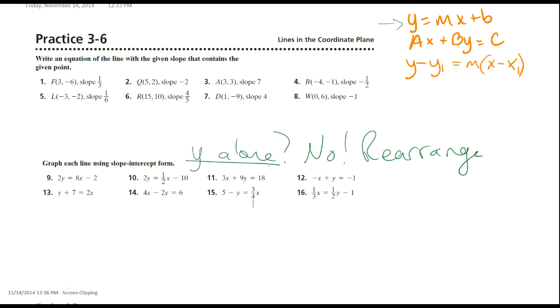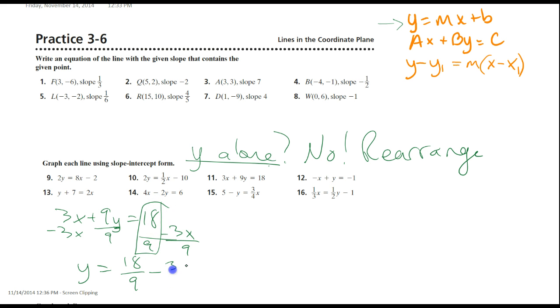Number 11, we have some rearranging to do. 3x plus 9y equals 18. I have to get the y alone on one side of the equal sign. So let me subtract the 3x and divide by 9. 9 here and 9 here. So let's clean that up. Y is 18 divided by 9 minus 3x divided by 9. I'm even going to rearrange this, and the negative sign will stick to the 3x term so that I see it as the slope times the x plus the y-intercept over here.